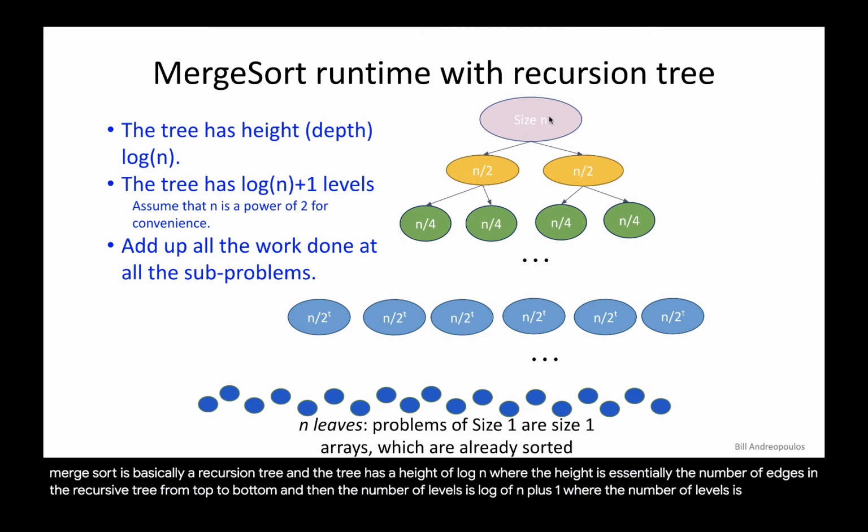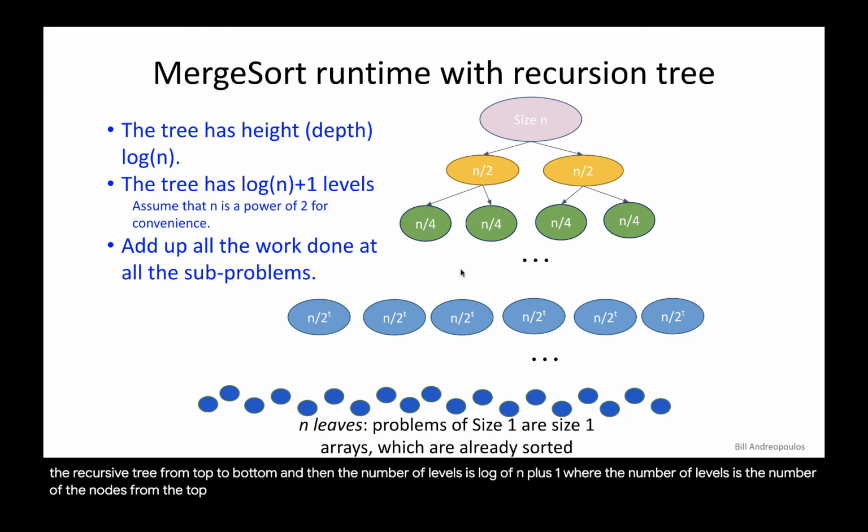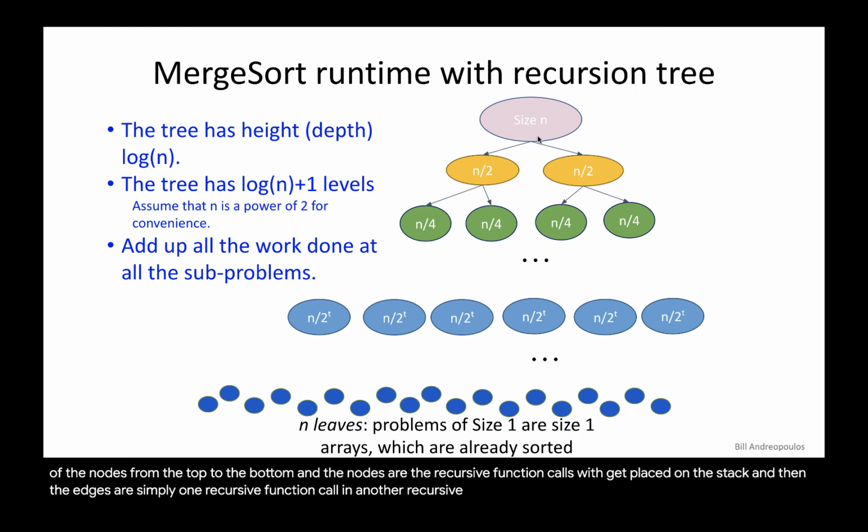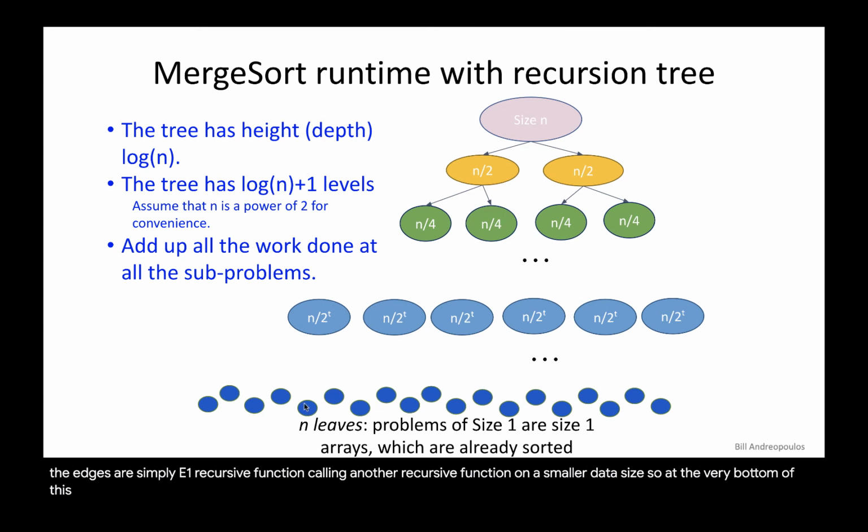And the nodes are the recursive function calls which get placed on the runtime stack, and then the edges are simply recursive function calls on a smaller data set. So at the very bottom of this recursion tree, you have n leaves, which are simply problems of size 1. In other words, they are single-sized arrays that are already sorted.